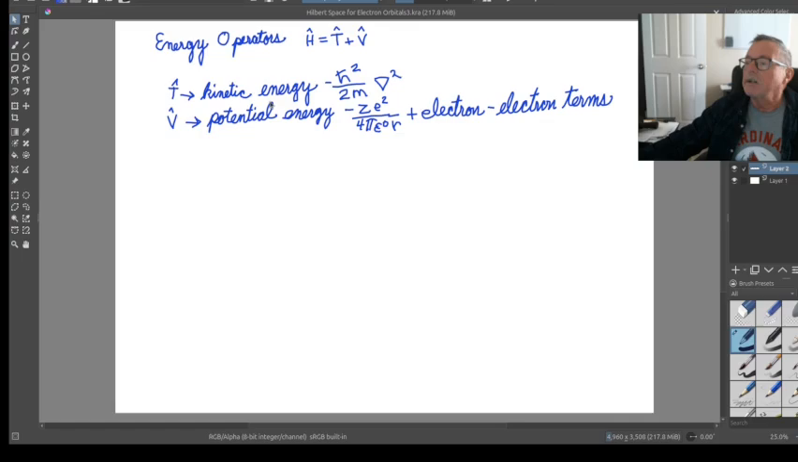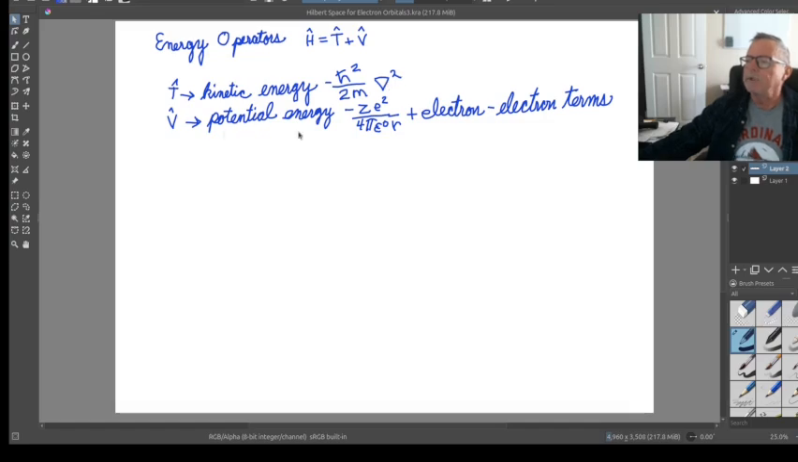The kinetic energy operator is, now this should look familiar to you. If you remember, p squared over 2m was for classical kinetic energy. Now we have minus h bar squared over 2m, and this funny looking triangle, which is the Laplacian, which I spent a lot of time developing in a previous series on the Schrodinger equation.